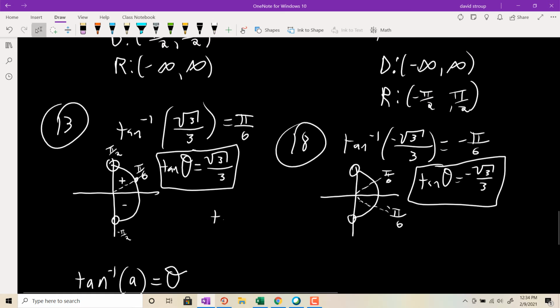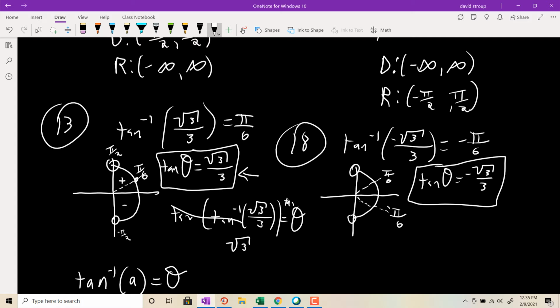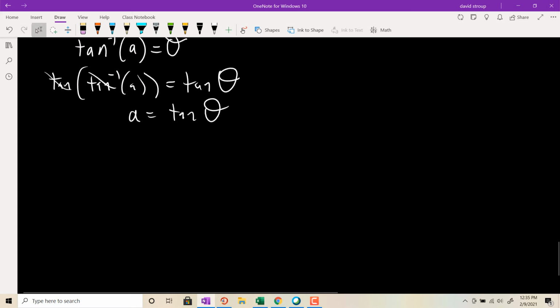So look, if you take tan inverse of root 3 over 3, and on the other side you have pi over 6, whoops, we didn't know we had pi over 6 on the other side, so we just put some angle there. If you take tan on both sides, you get this expression that I was giving to you. Over here the tans cancel and you get root 3 over 3. On the other side you have the tan of theta.